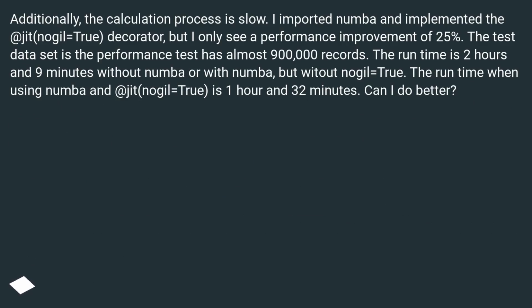Additionally, the calculation process is slow. I imported numba and implemented the @jit(nopython=True) decorator, but I only see a performance improvement of 25%. The performance test data set has almost 900,000 records. The run time is 2 hours and 9 minutes without numba, or with numba but without nopython=True. The run time when using numba and @jit(nopython=True) is 1 hour and 32 minutes. Can I do better?